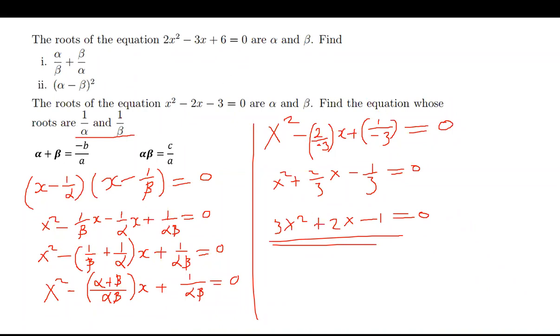When you try to find the roots of this equation, you discover that these are the ones that are going to be your roots. 1 over alpha and 1 over beta are going to be your roots. All right, we proceed to the next question.